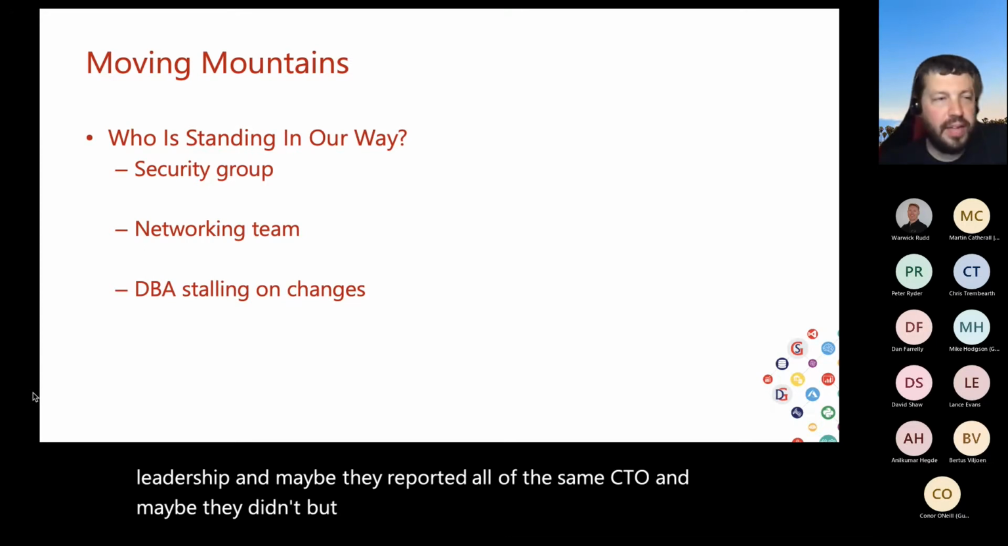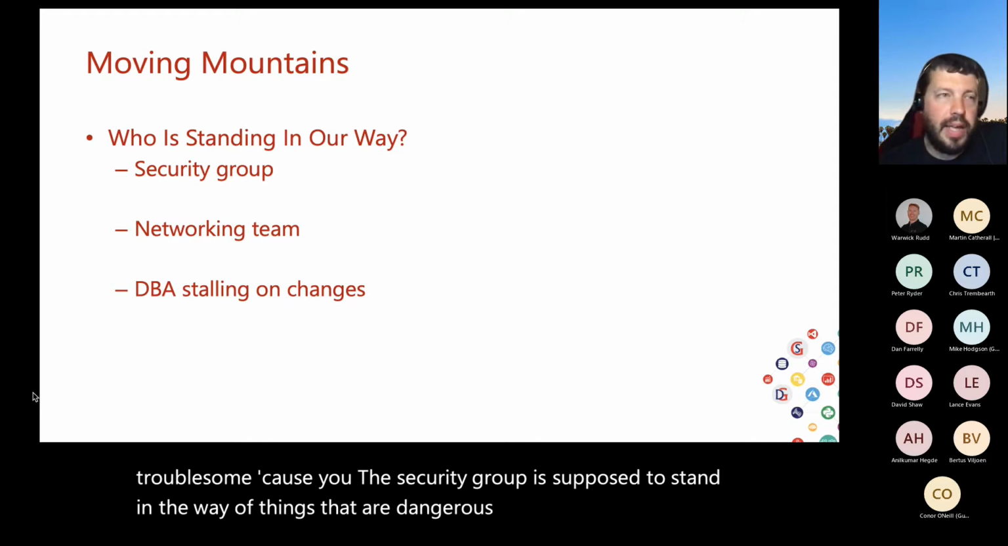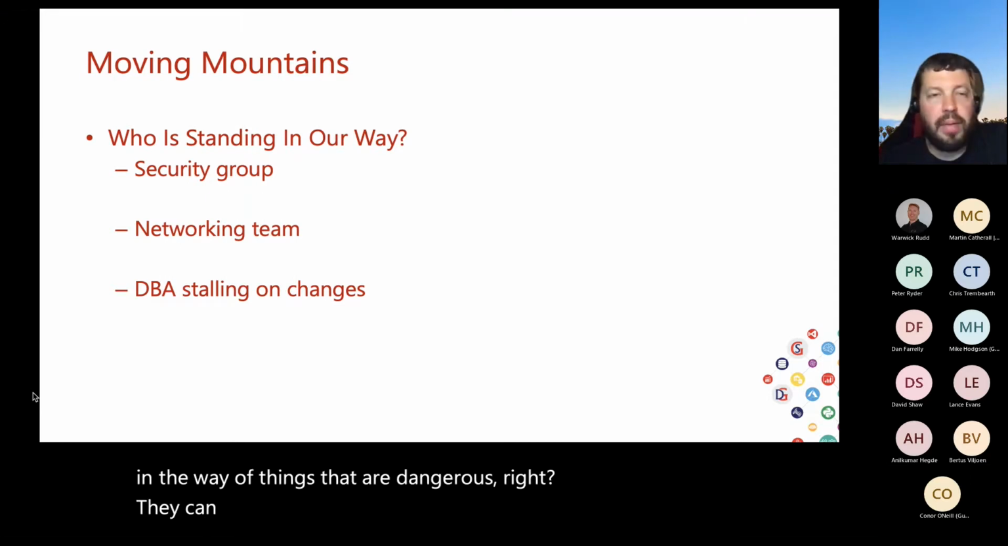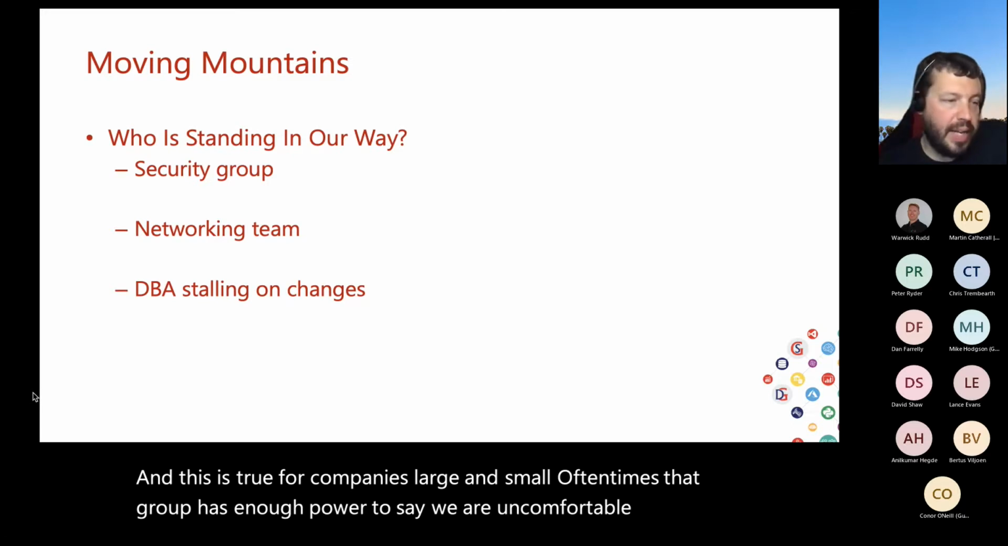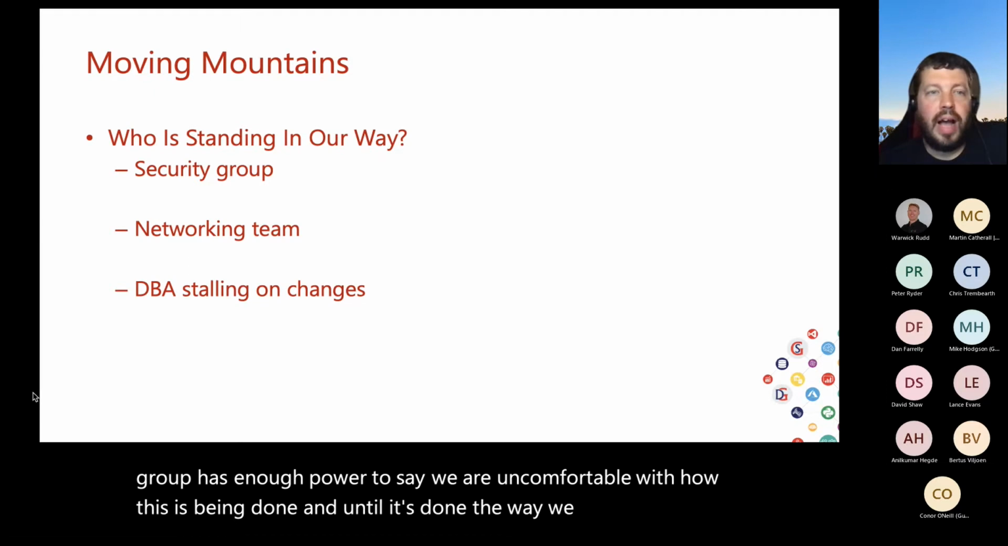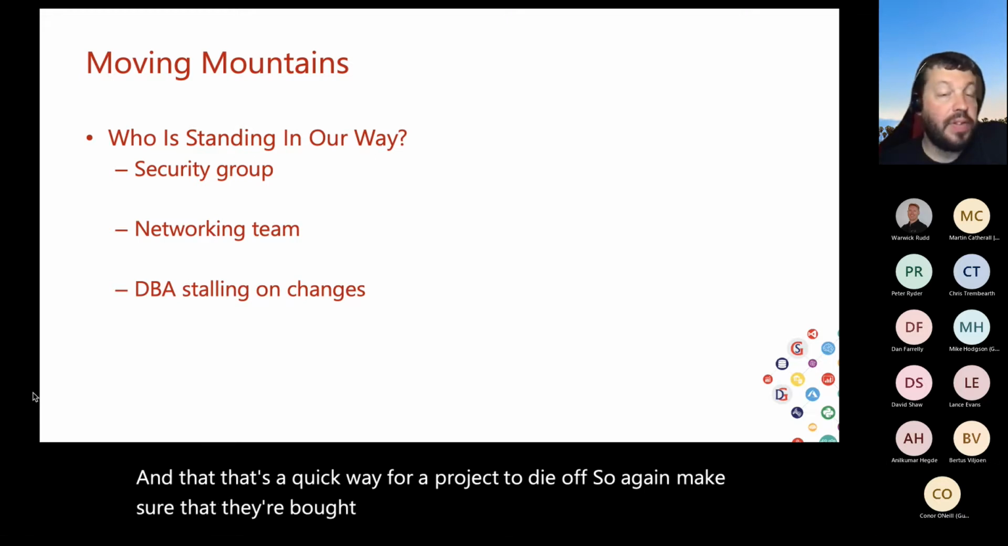But bring them in early. And I won't say troublesome, because the security group is supposed to stand in the way of things that are dangerous, right? They can bring your project to a stop. And this is true for companies large and small. Oftentimes that group has enough power to say, we are uncomfortable with how this is being done, and until it's done the way we want, you stop. And that's a quick way for a project to die off. So again, make sure that they're bought in and that they understand what you're trying to do.